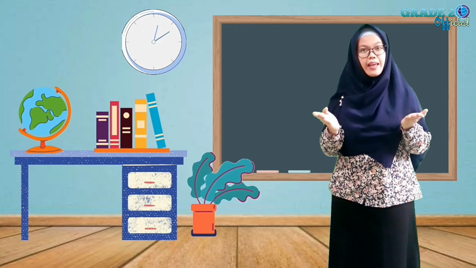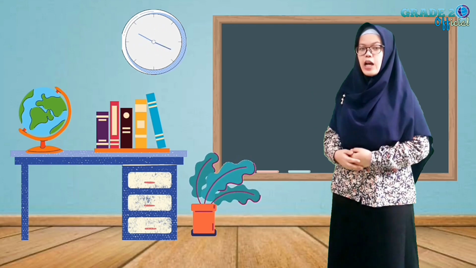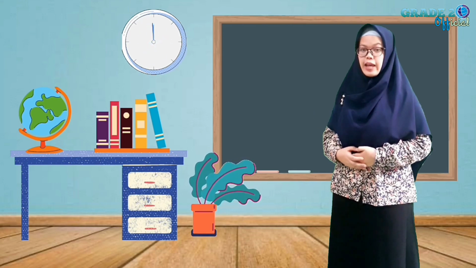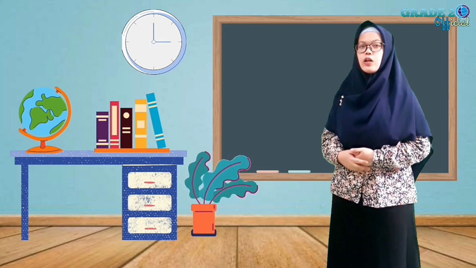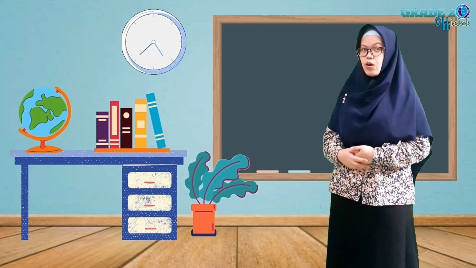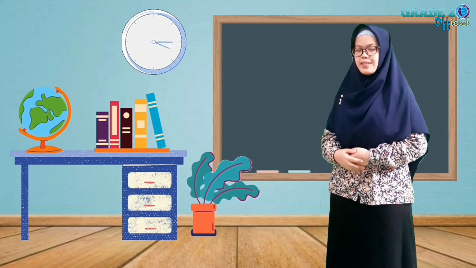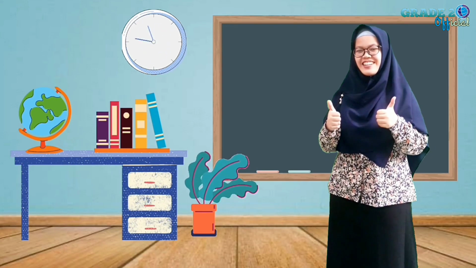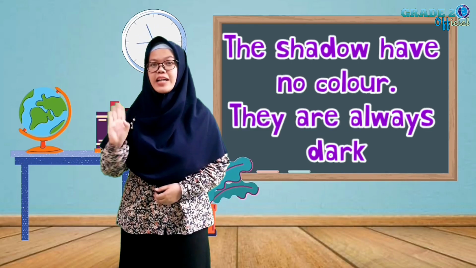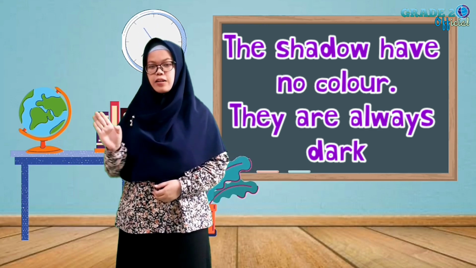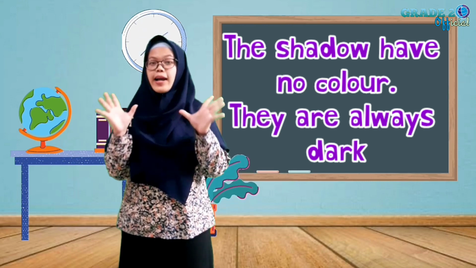Do you understand? The reason why the shadows can be different shapes is because of the position of the light source and the place of the surface. Good. Next, the shadows have no color. They are always dark.